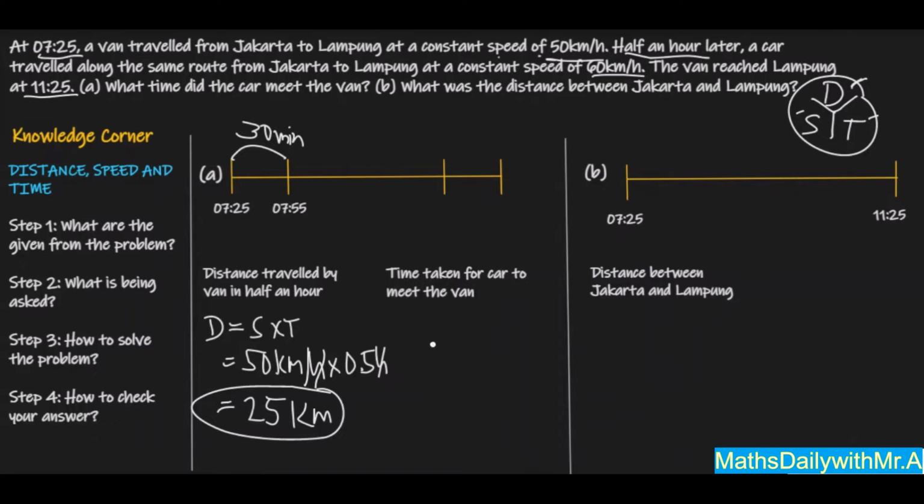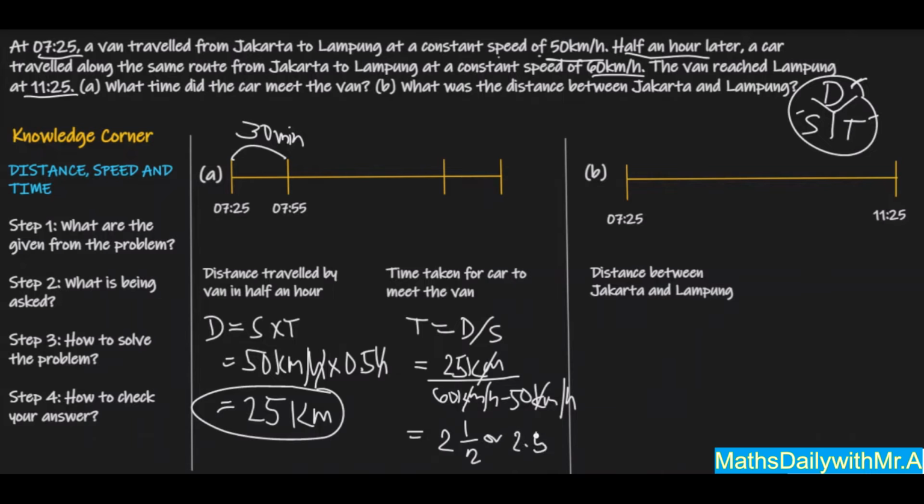To calculate the time taken for the car to meet the van, let's take the formula time equals distance divided by speed. 25 kilometers divided by 60 kilometers per hour minus 50 kilometers per hour. Let's cancel the kilometers. This will give us 2 hours and 1/2, or 2.5 hours. So going back to our illustration, from 7:55, we're going to add 2 hours.